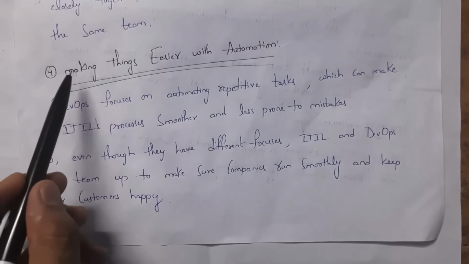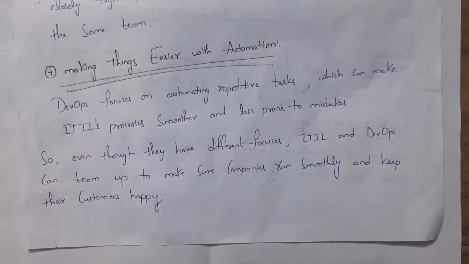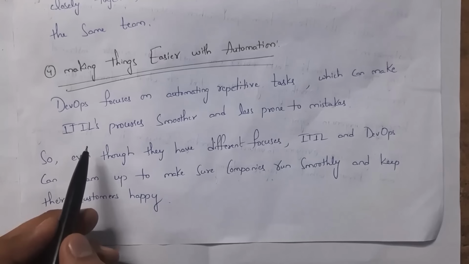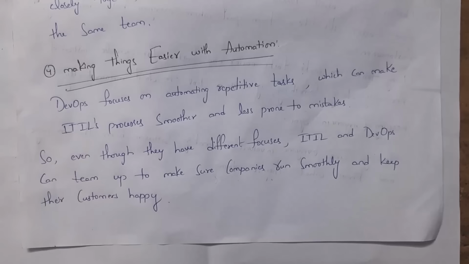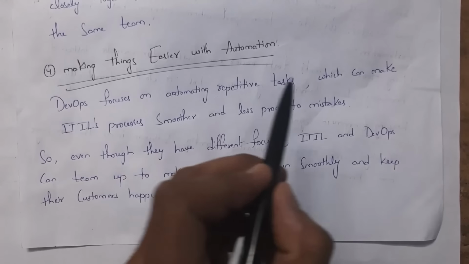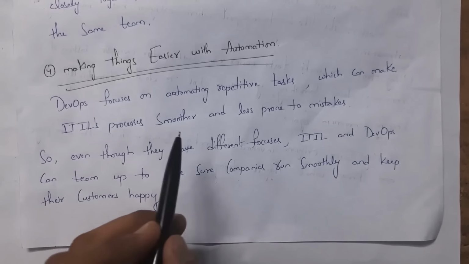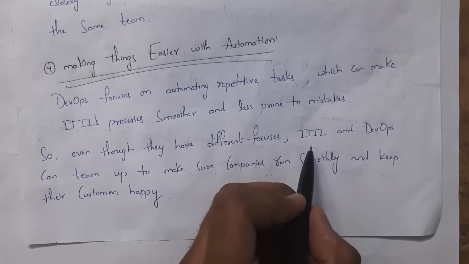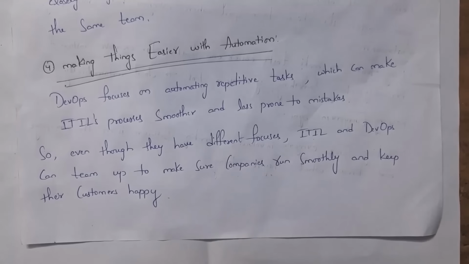And the fourth one is making things easier with automation. Guys, ITIL says that we need to complete work in a smooth way, and that too with very few mistakes. But in order to achieve this ITIL goal, we need to use DevOps tools. So DevOps focuses on automating repetitive tasks, which can make the ITIL process smoother and less prone to mistakes. Here ITIL focuses on how to develop IT services, whereas DevOps focuses on how to develop and release particular software. So even though both focuses are different, they can team up so that companies run smoothly and keep customers happy.